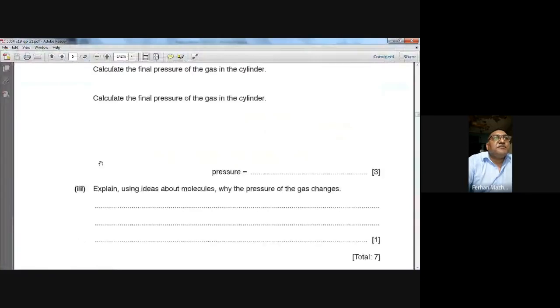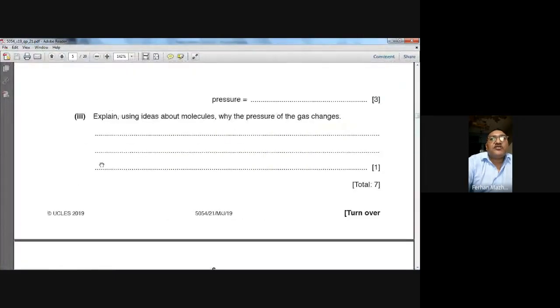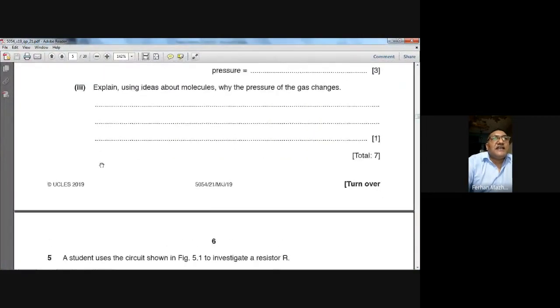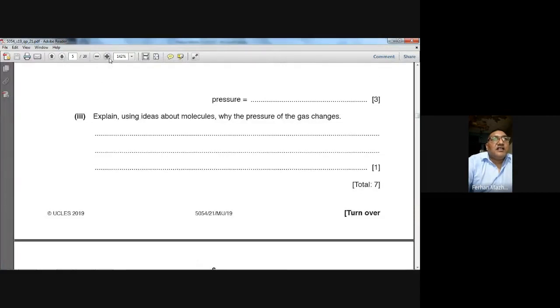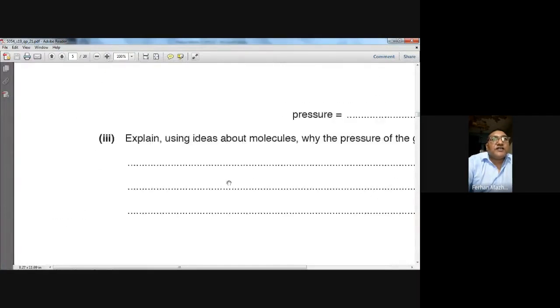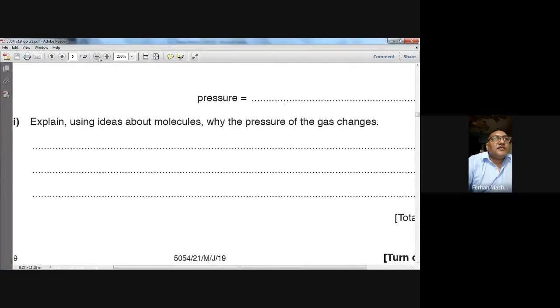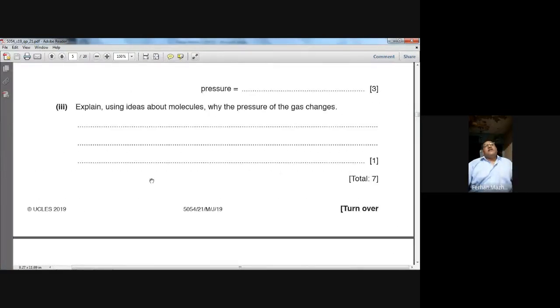This is the B and its third part. Question number 4B and its third part. On your screen, I hope you can see. Let me reduce the size. Explain using ideas about molecules why the pressure of the gas changes. When you move the piston to the right, the volume of the gas decreases. When the volume of the gas decreases, what happens?